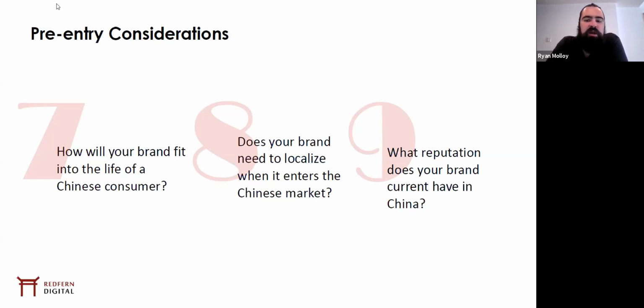And what reputation does your brand currently have in China? That's an interesting one. I was talking to a friend of mine who works in another TP, and he was mentioning how he reaches out to brands.